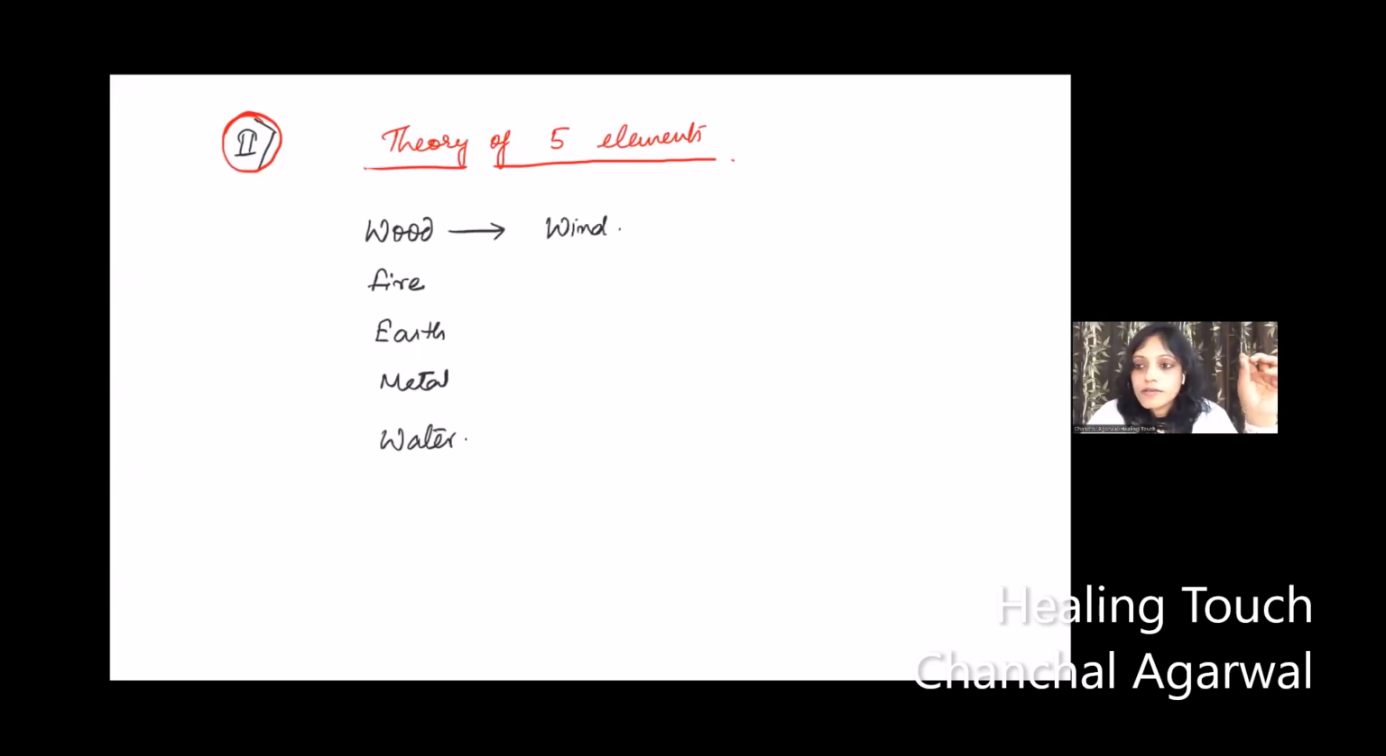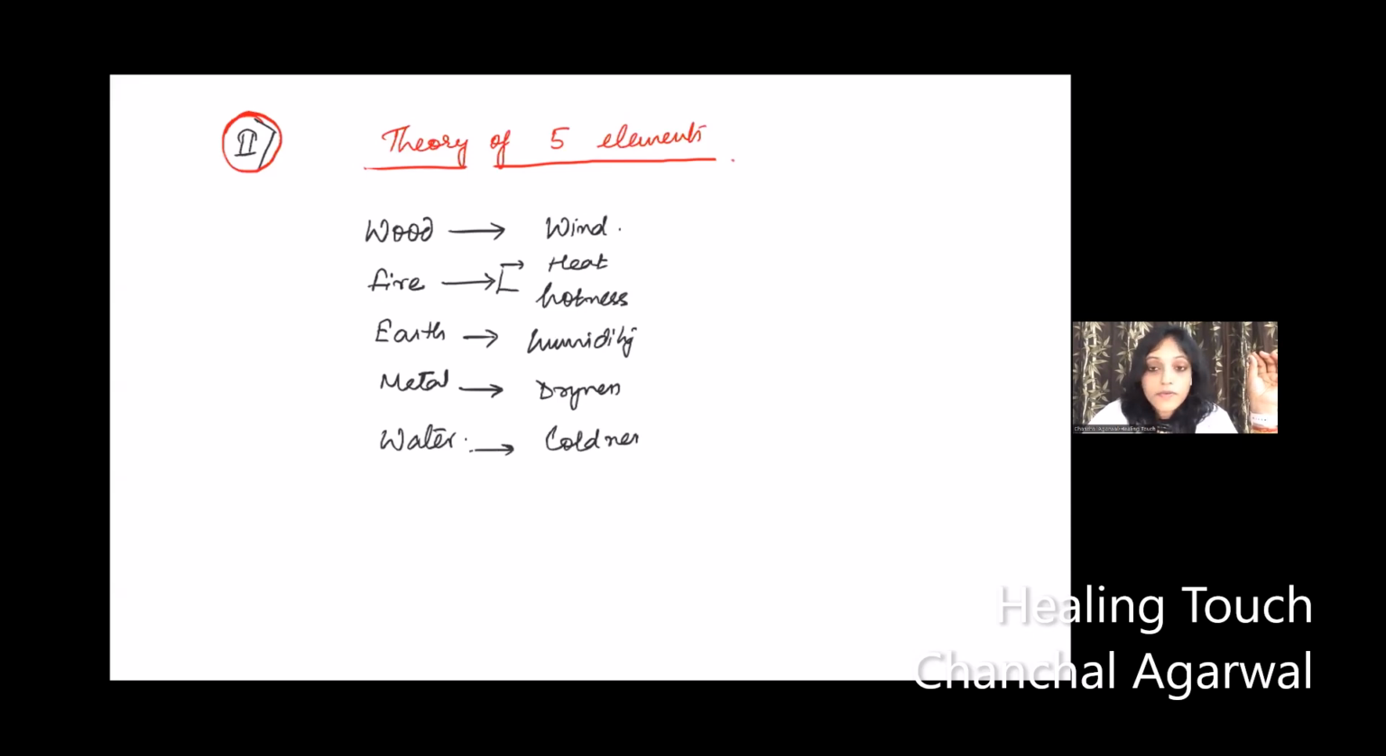Energy of wood is wind. Energy of fire, there are 2 energies. One is heat, the other is hotness. Right? Energy of earth is humidity. Energy of metal is dryness, and energy of water is coolness. Whenever we have time, we'll discuss it in detail.